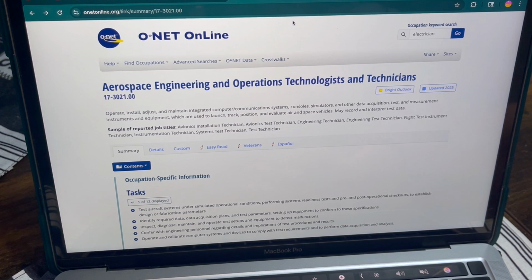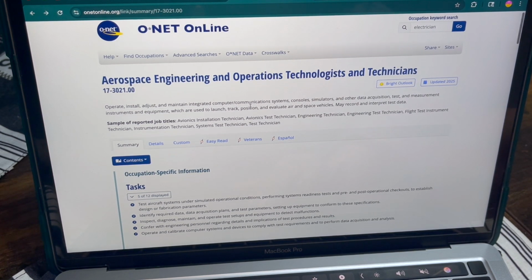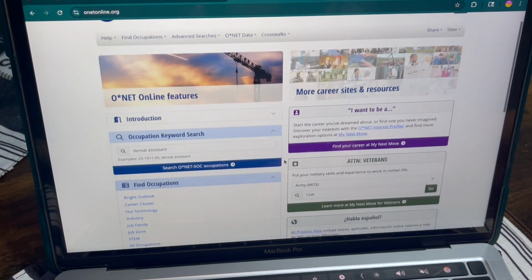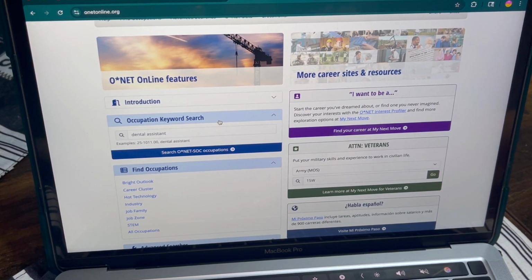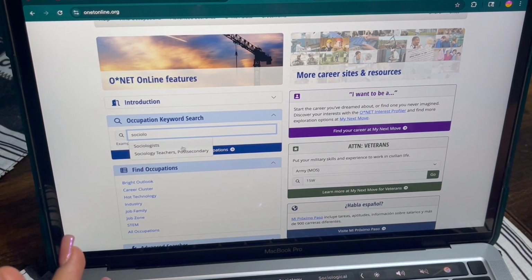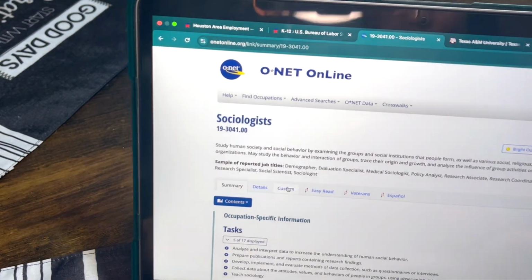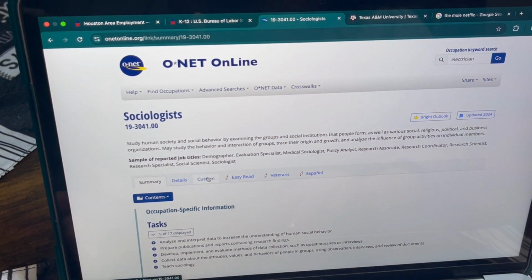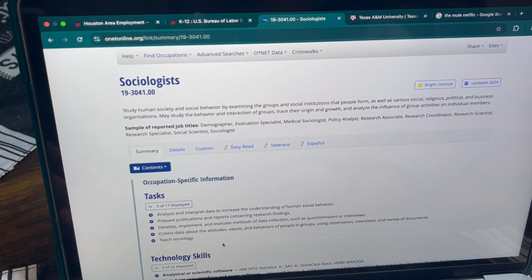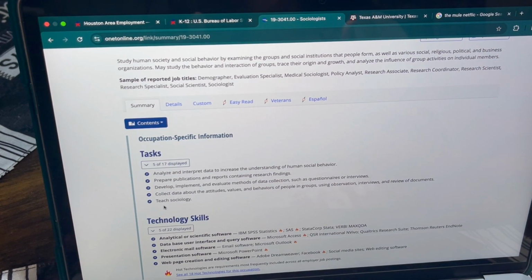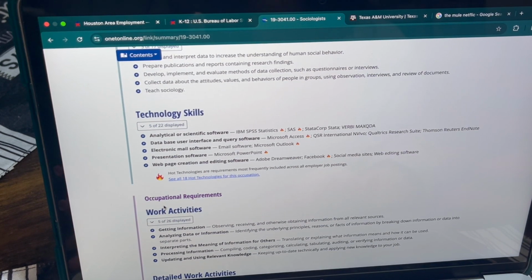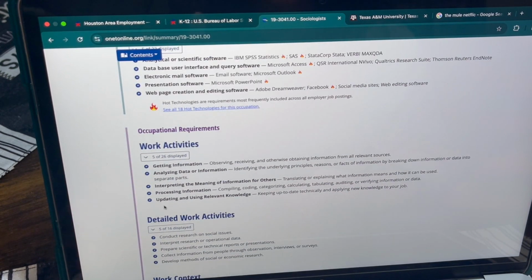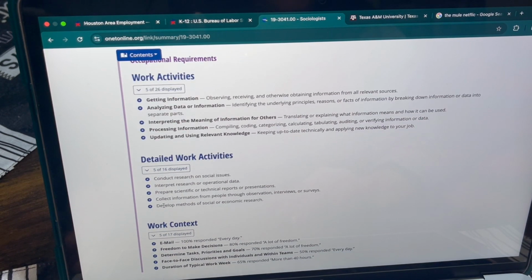Okay, there's my mic. So this is a really good website because if I go to the home page, it shows you different occupations that you can look at. So I did mine, because if I had this website when I first started, I wouldn't have made the mistake. As a sociologist, I did not know as a little kid that you need a lot of education. And so this does a really good job of setting out the tasks, the technological skills you need, the work activities, what you're gonna do, even detailed versions of it.